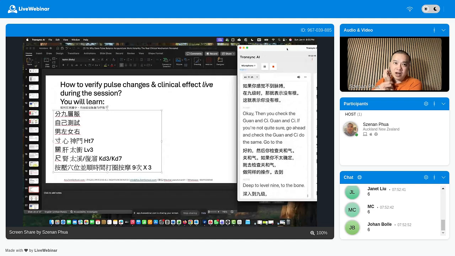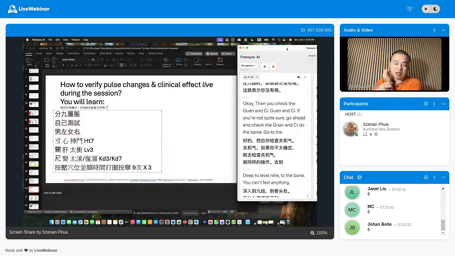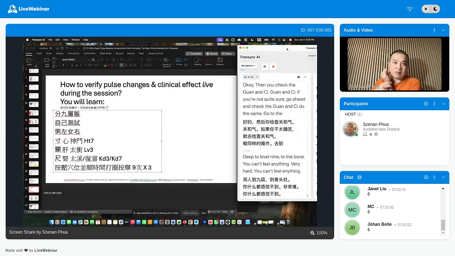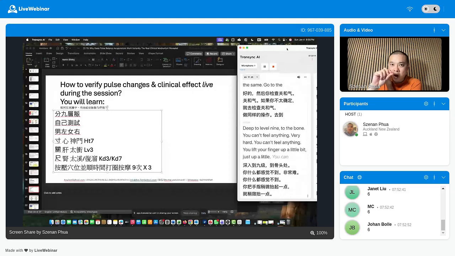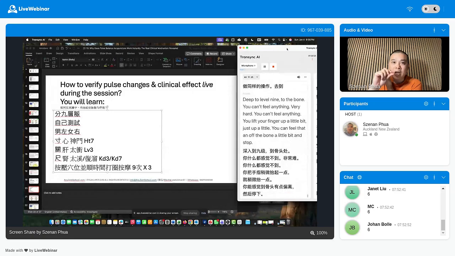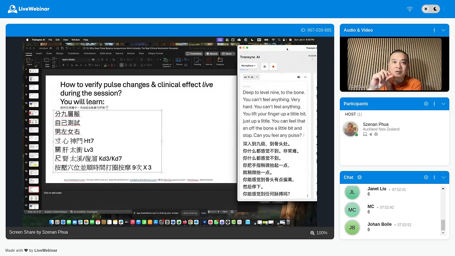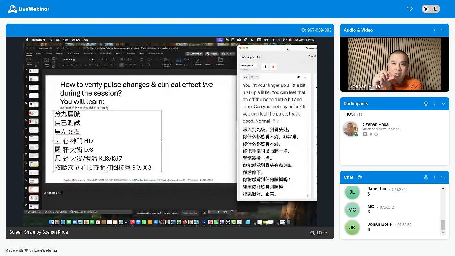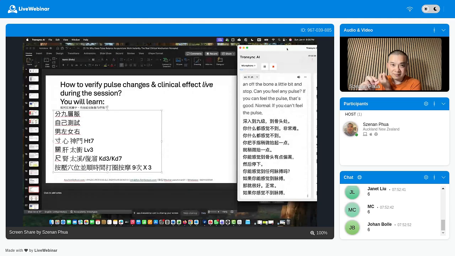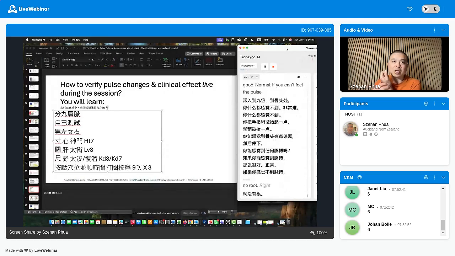You can't feel anything. Very hard. You lift your finger up a little bit, just up a little. You can feel that off the bone a little bit and stop. Can you feel any pulse? If you can feel the pulse, that's good. Normal. If you can't feel the pulse, no root. Right? And check your index fingers.